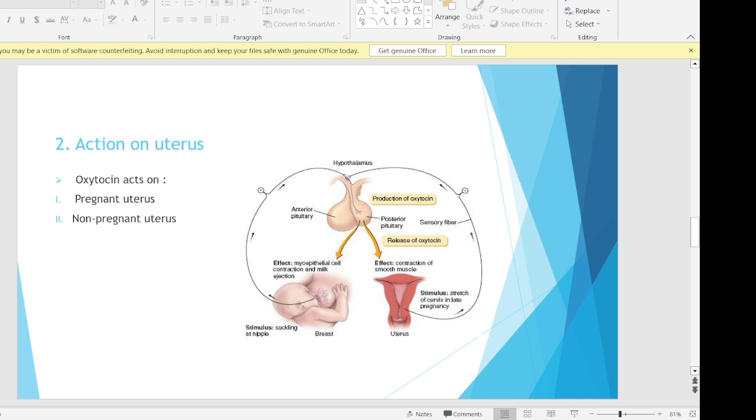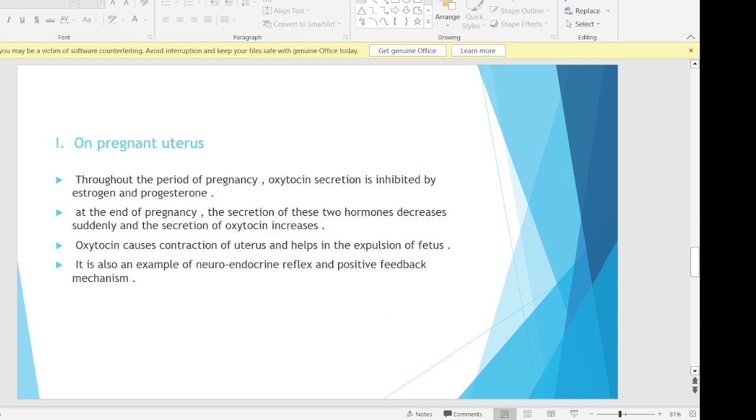Action on uterus. Oxytocin acts on the pregnant uterus and the non-pregnant uterus. Pregnant uterus: throughout the period of pregnancy, oxytocin secretion is inhibited by estrogen and progesterone. At the end of pregnancy, the secretion of these two hormones decreases and the secretion of oxytocin is increased. Oxytocin causes contraction of the uterus and helps in the expulsion of the fetus. It is also an example of a neuroendocrine reflex and positive feedback mechanism.